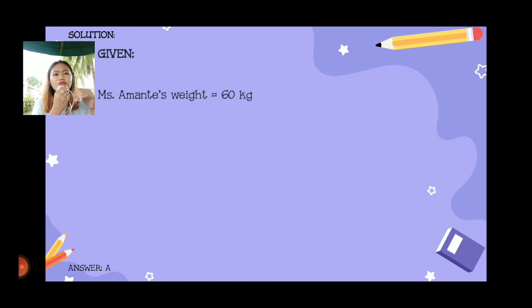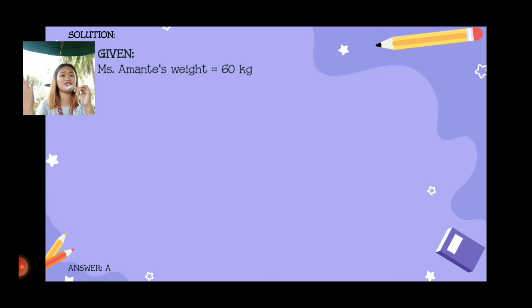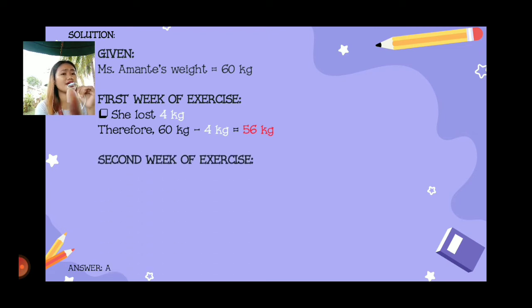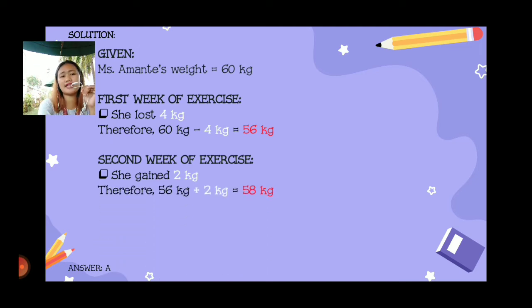For the given terms, we have Miss Amante's weight. Her original weight is 60 kilograms. By the first week of exercise, the kilograms she lost is 4 kilograms. Therefore, her weight at that time is 60 minus 4, and then we have 56 kilograms. In her second week of exercise, she gained 2 kilograms. So, 56 plus 2 is 58 kilograms.